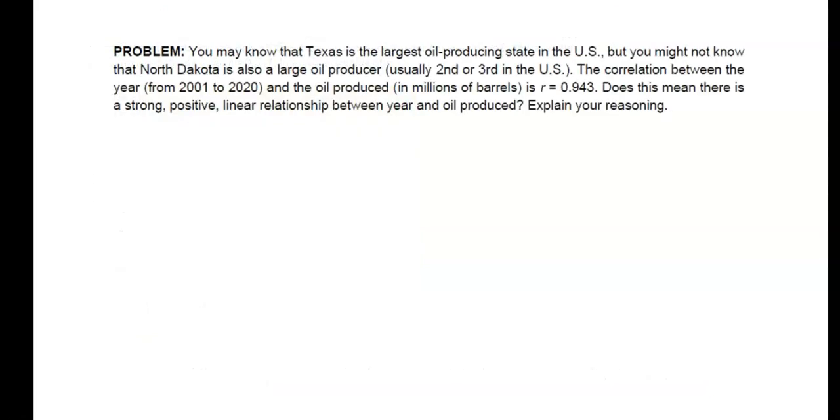Good. You may know that Texas is the largest oil producing state in the US. You may not know that North Dakota is also a large oil producer. Correlation between the year from 2001 to 2020 and the oil produced in millions of barrels is 0.943. Does this mean there's a strong positive linear relationship between year and oil produced? Explain your reasoning. So does an R value mean for sure that it's positive, strong, and linear?